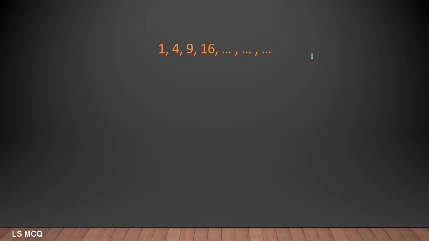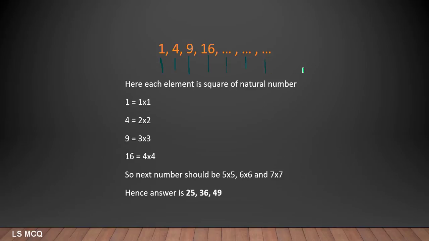The next question is 1, 4, 9, 16. It's relatively easy if you can find the pattern, because this is 1 square, this is 2 square, this is 3 square and this is 4 square. So each number is the square of a natural number. So the next number will be 5 square, this one will be 6 square and this one will be 7 square. So the answer is 25, 36 and 49.